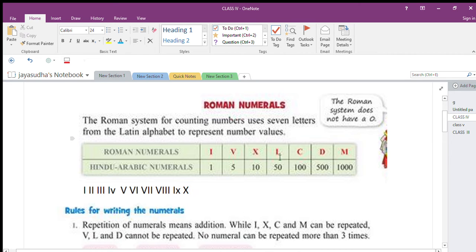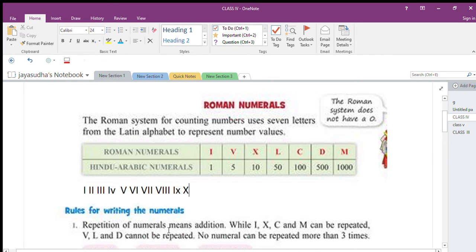The L denotes the Indo-Arabic number 50. You write 50 in Roman numerals as the alphabet capital L. Then 100 in Roman numerals is capital C. Then 500 in Roman numerals is capital D. And 1000 is capital M. So remember this in your mind, okay.